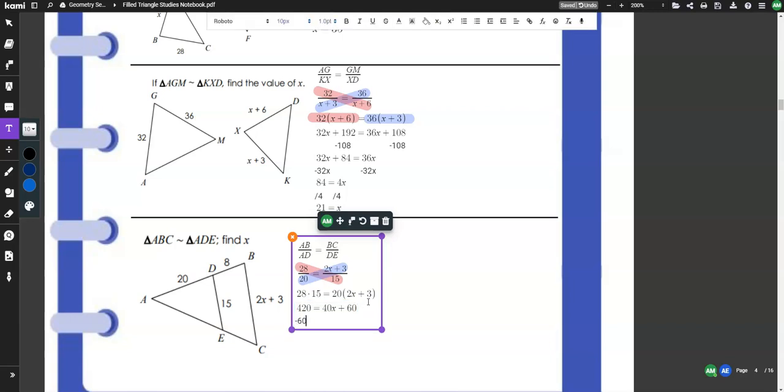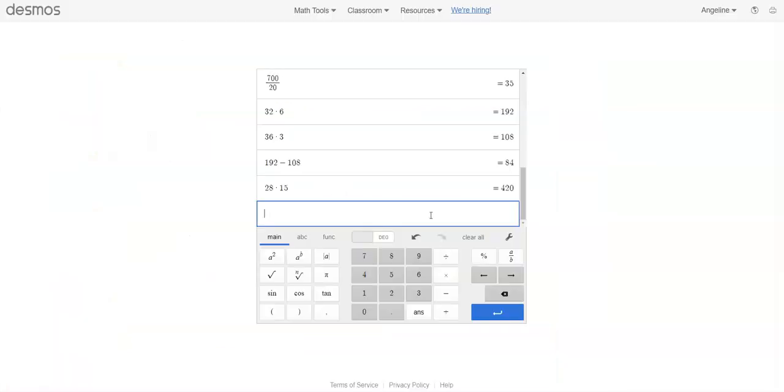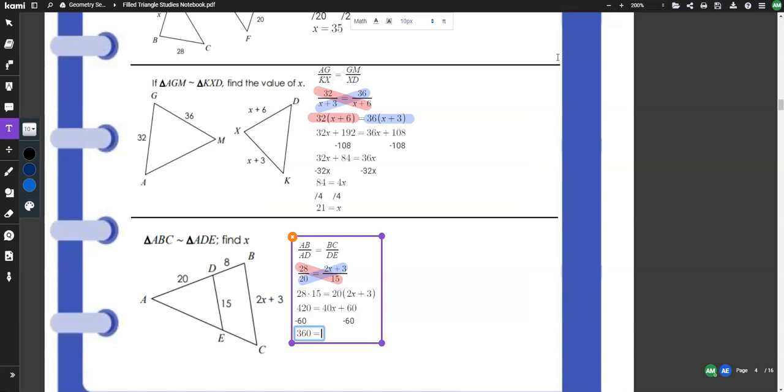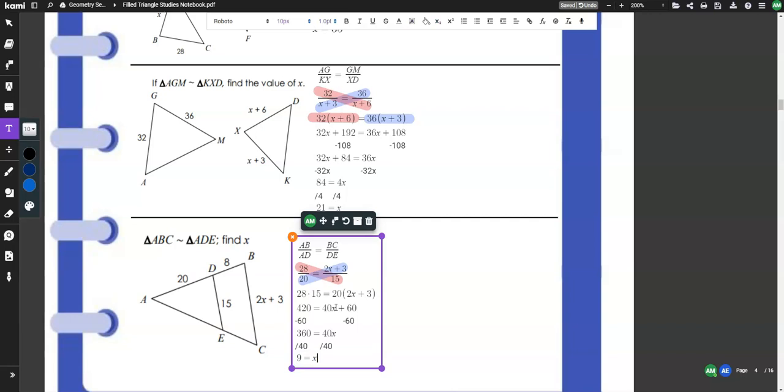My next step is to subtract 60 from both sides. And 420 minus 60 is going to be 360. And that's going to be equal to 40x. Divide both sides by 40. And we should get that x is equal to 9. Okay, so we get 9 is equal to x. And that's the last problem on this page.